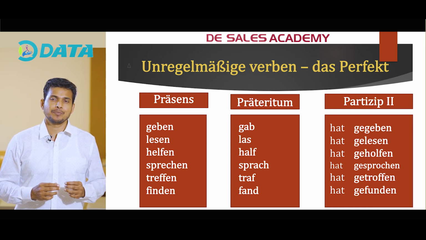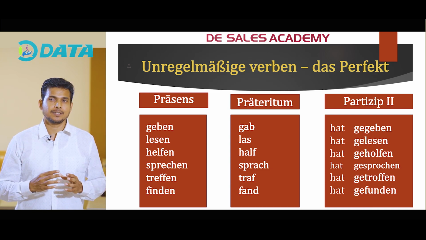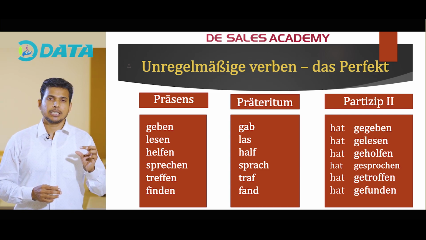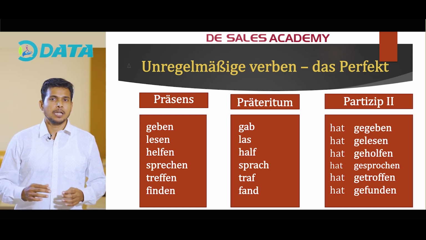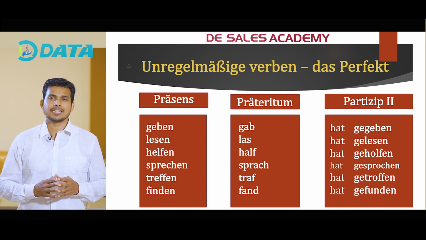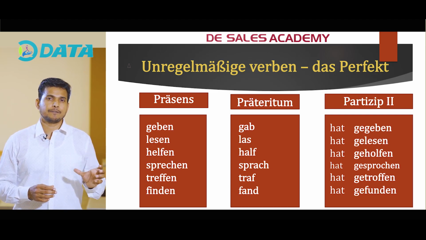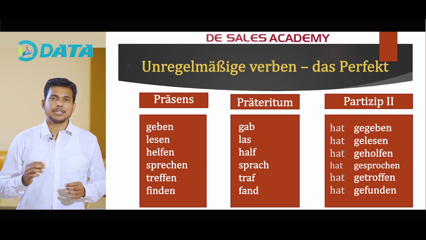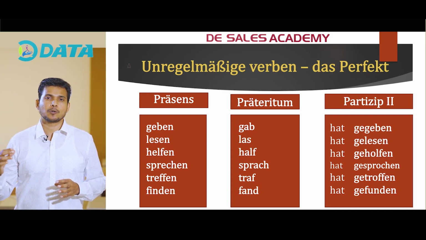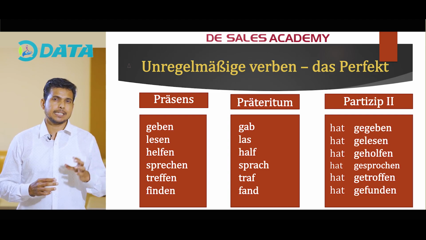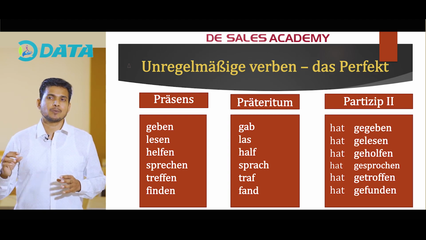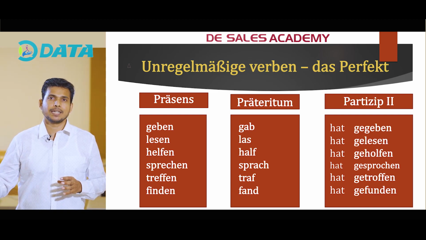Helfen, present form, preteritum is half, and participle zwei form is hat geholfen. Sprechen, present form, preteritum is sprach, participle zwei form is hat gesprochen. Treffen is present form, preteritum is traf, and participle zwei form is hat getroffen. Finden is present form, preteritum is fand, and participle zwei form is hat gefunden.